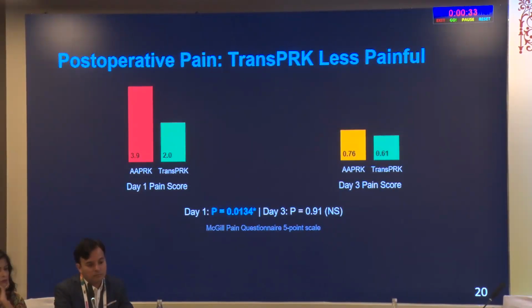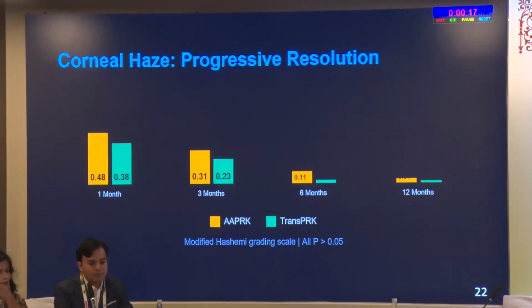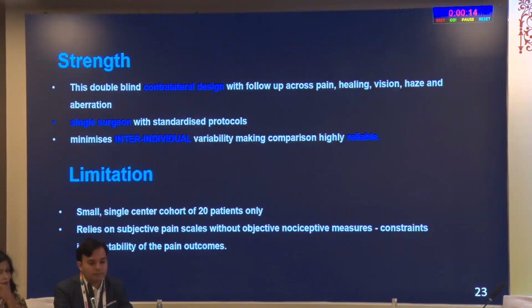So this is a comparative study, and this is the post-op corneal haze. It's just 2, and it was only 0.5 in the alcohol ablated group, and it gradually improved and completely resolved in a month's time. So this is the resolution pattern, and the strength of this study is it's a single surgeon study. It minimized inter-individual variability, and the limitation is it's a small single center cohort of only 20 persons, and it relied on subjective pain scales.